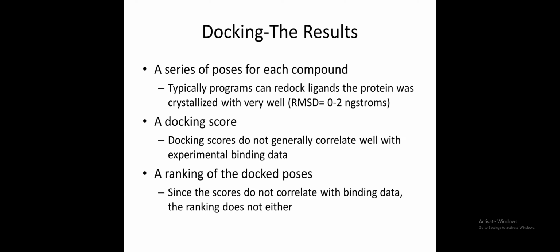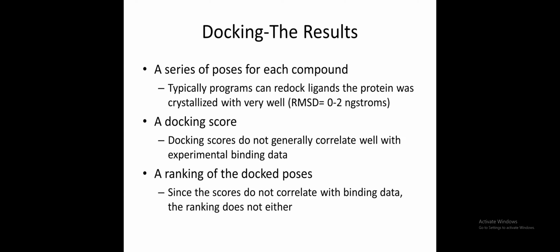Now, bear in mind, the resolution of the protein is probably going to be around 1 to 2 angstroms itself. In other words, when you get an X-ray crystal structure, there's still some fuzzy areas in terms of where those atoms may actually be. You're also going to get a docking score. And this is what people really don't like. Docking scores do not generally correlate well with experimental binding data. They just will not line up very well. And I'll show you some examples of that in a little bit.